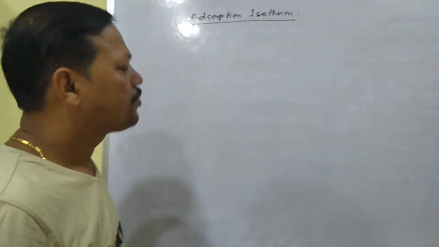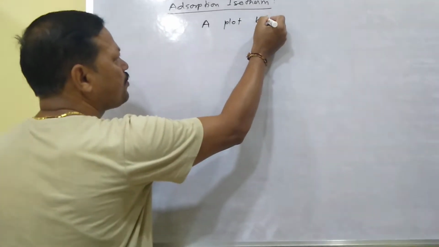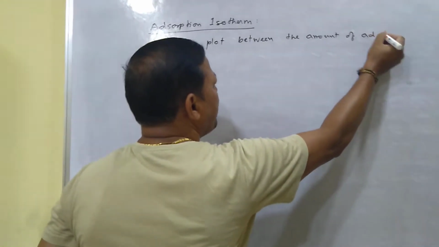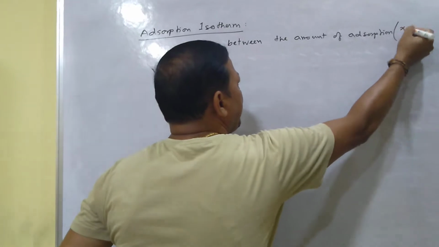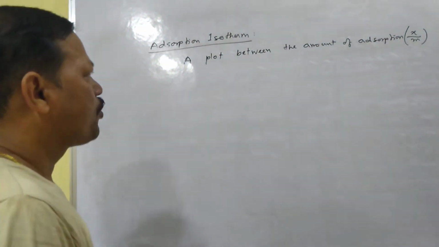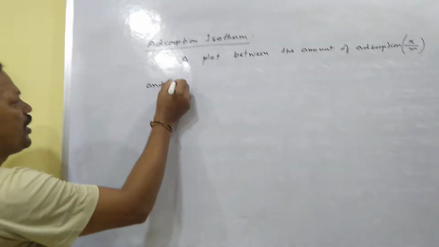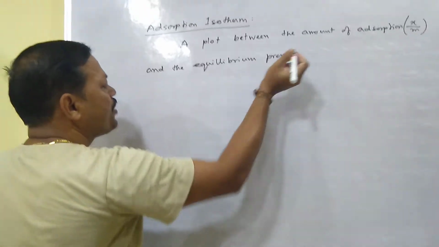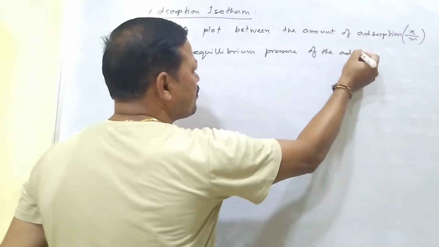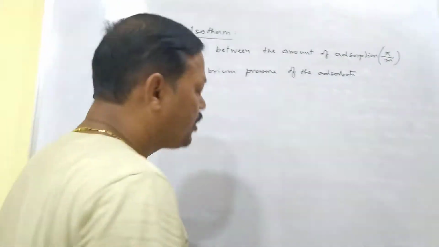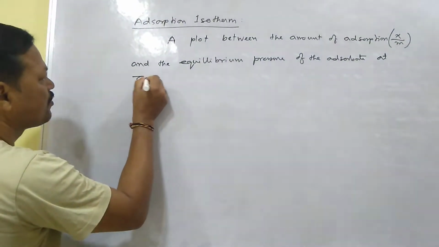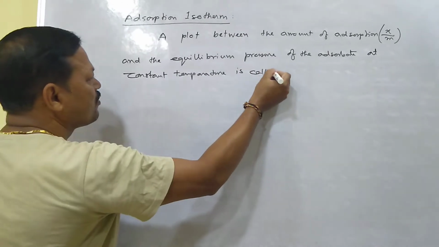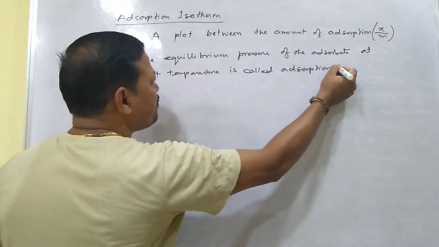It is a plot between the amount of adsorption, which is represented by x by m, a plot between the amount of adsorption and the equilibrium pressure of the adsorbate at constant temperature, is called adsorption isotherm.